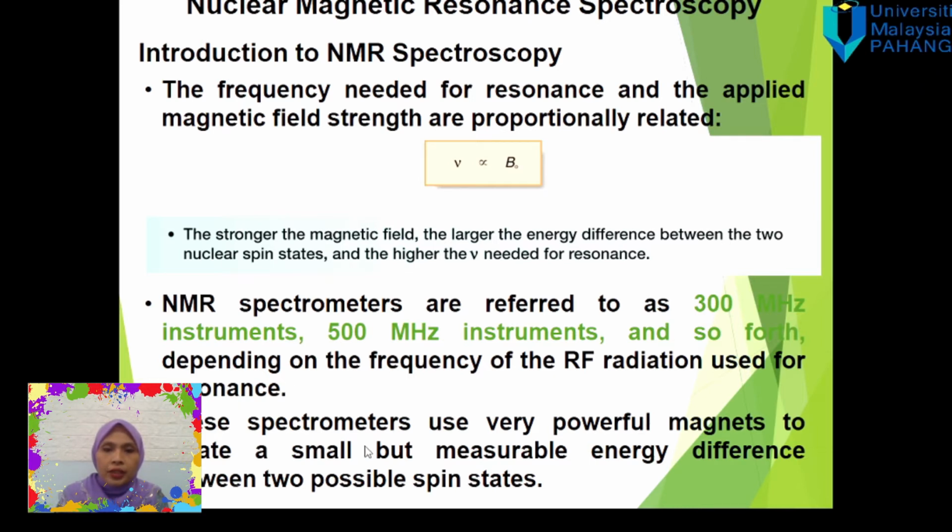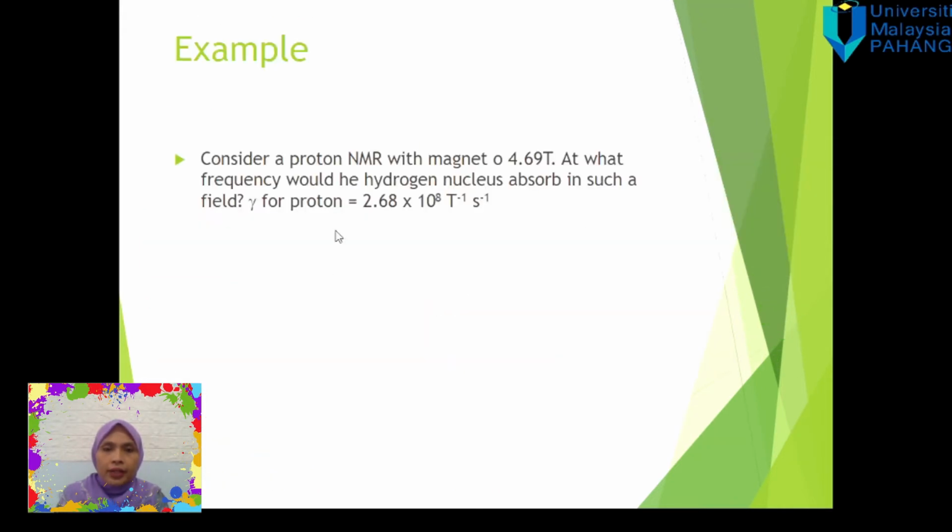And this spectrometer uses very powerful magnets and creates a small but measurable energy difference between two possible spin states. And the two most important parameters in NMR are frequency and also the magnetic field. Okay, this is the example. You have to try to answer this one.